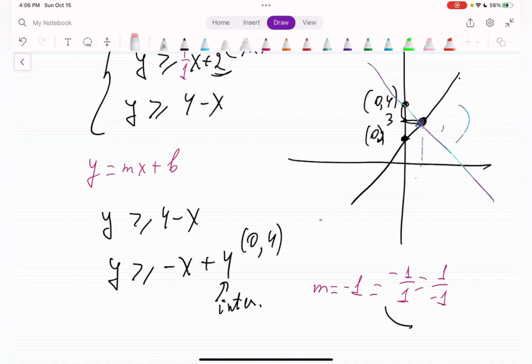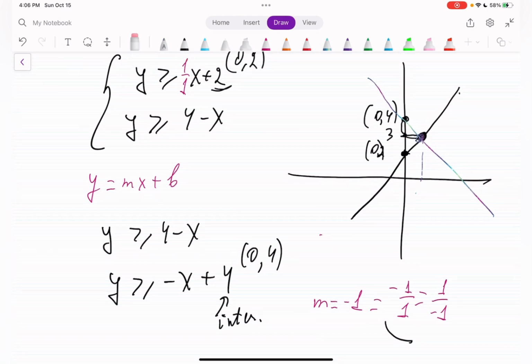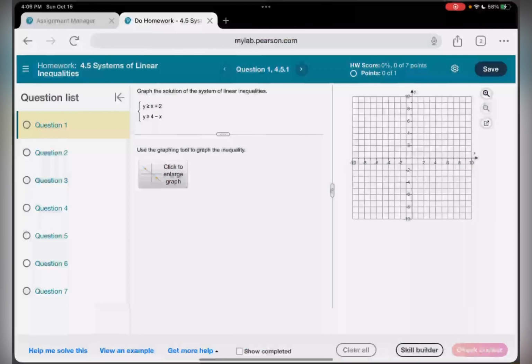In the case of inequalities, we are going to find the area, because y is greater than this, so everything that is more than this is going to be the solution, and I will shade it. First of all, I will show you how we're going to find the solution. So let me go back now and graph it.